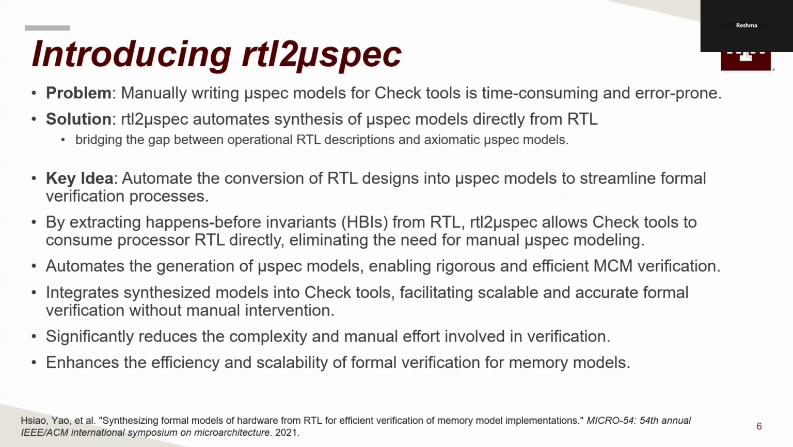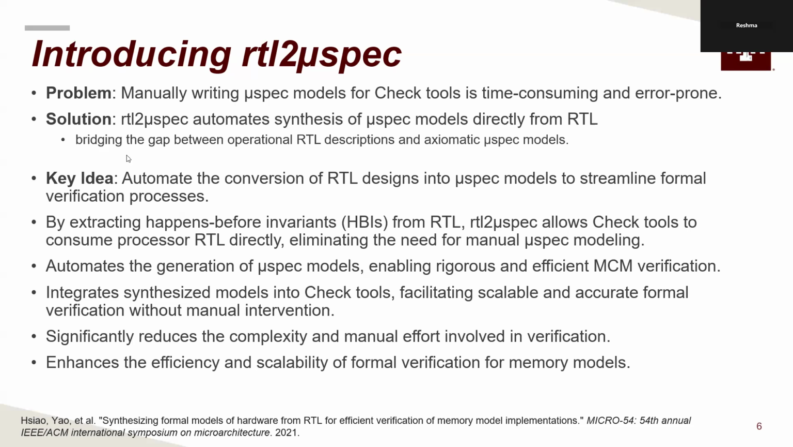Manually writing the microspec models for verification is very slow and tedious, and it's prone to mistakes. So this approach makes formal verification inefficient and harder to scale. The solution to this problem would be the RTL2 microspec, which automates the process of generating the models directly from RTL designs. It basically links the RTL designs with the axiomatic microspec models, making the verification faster and more accurate.